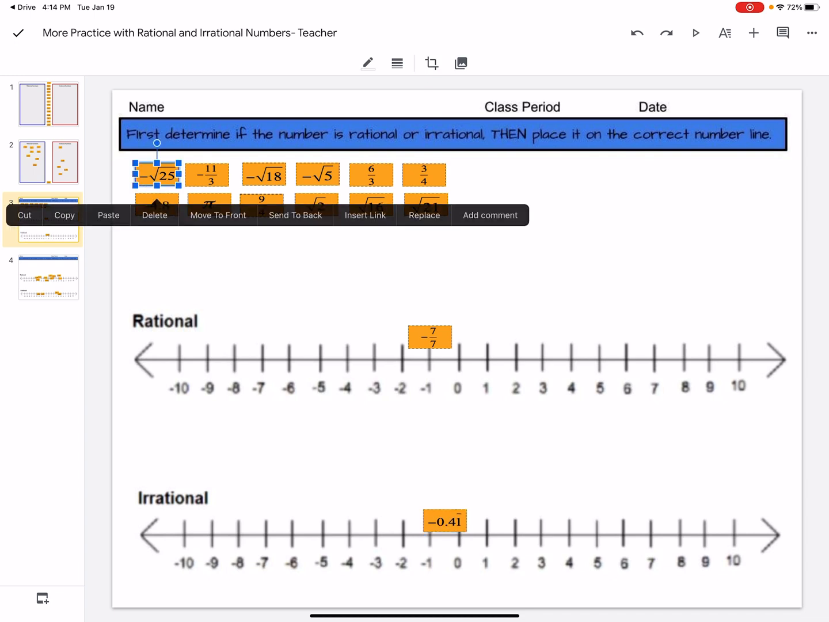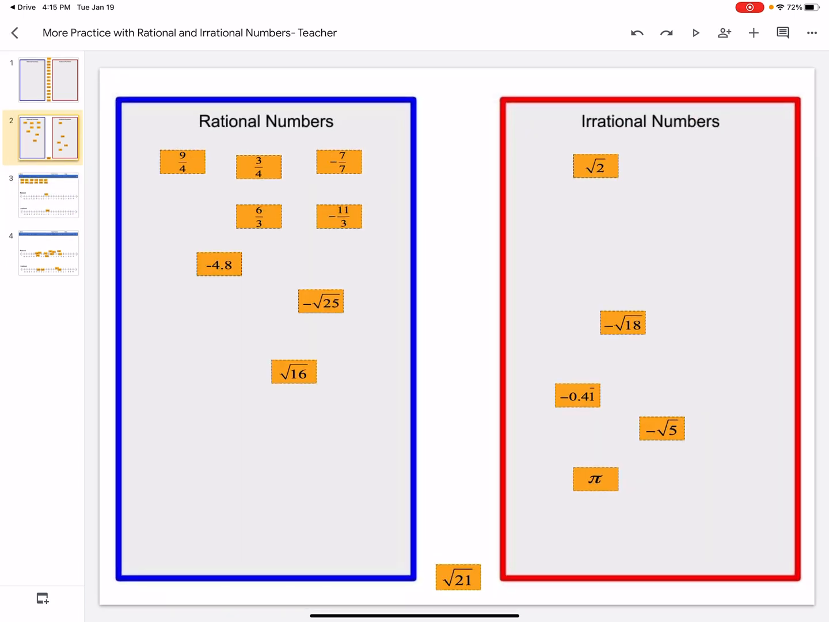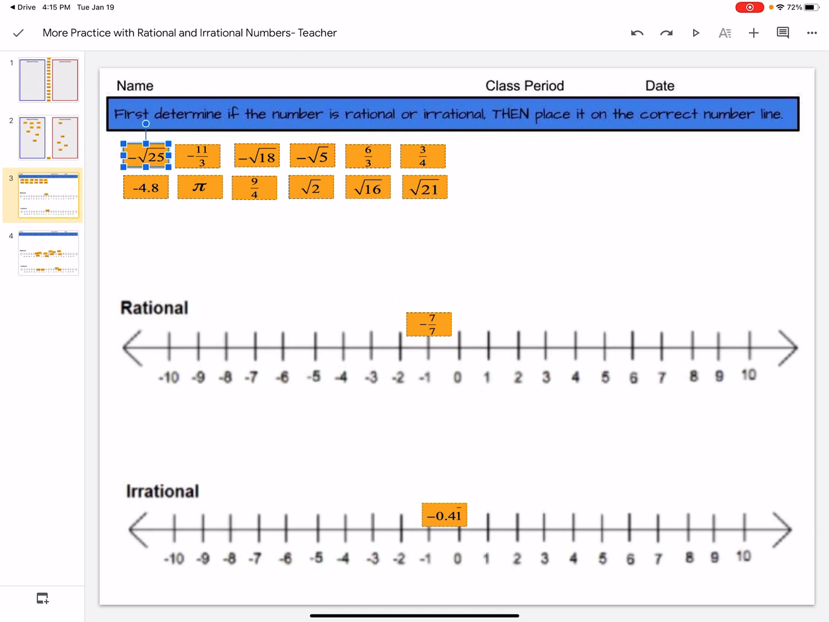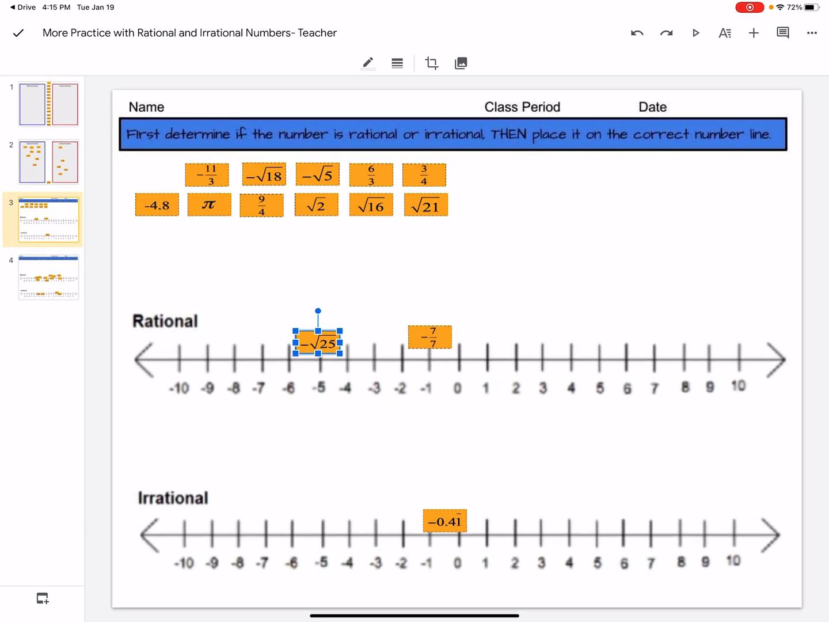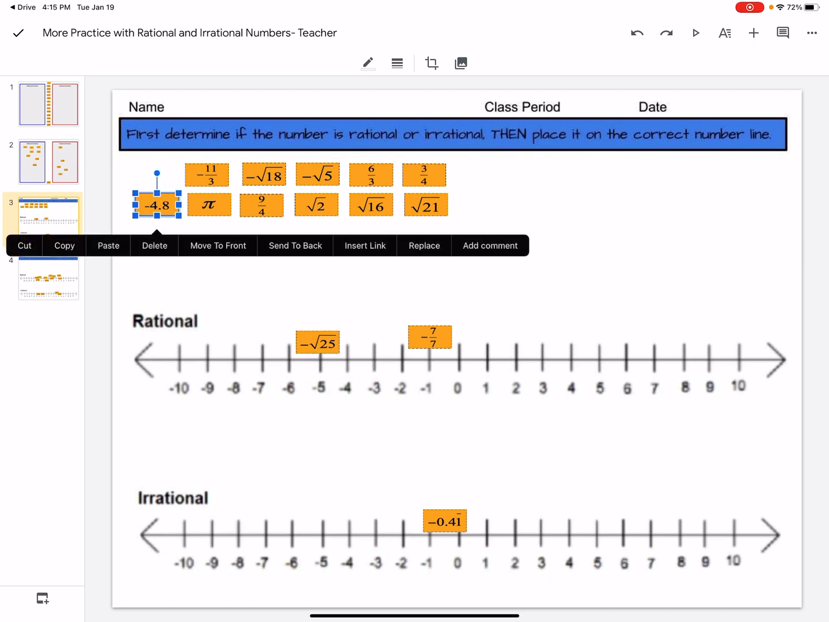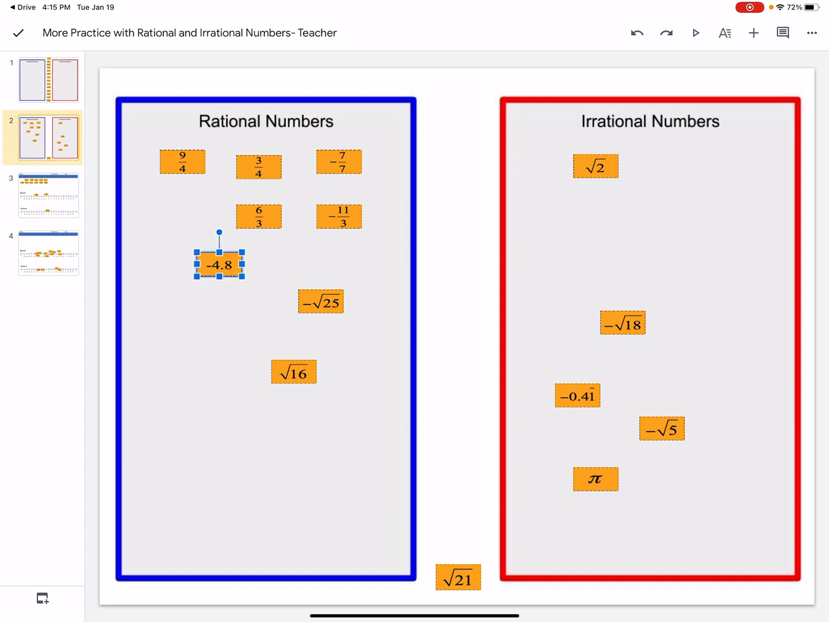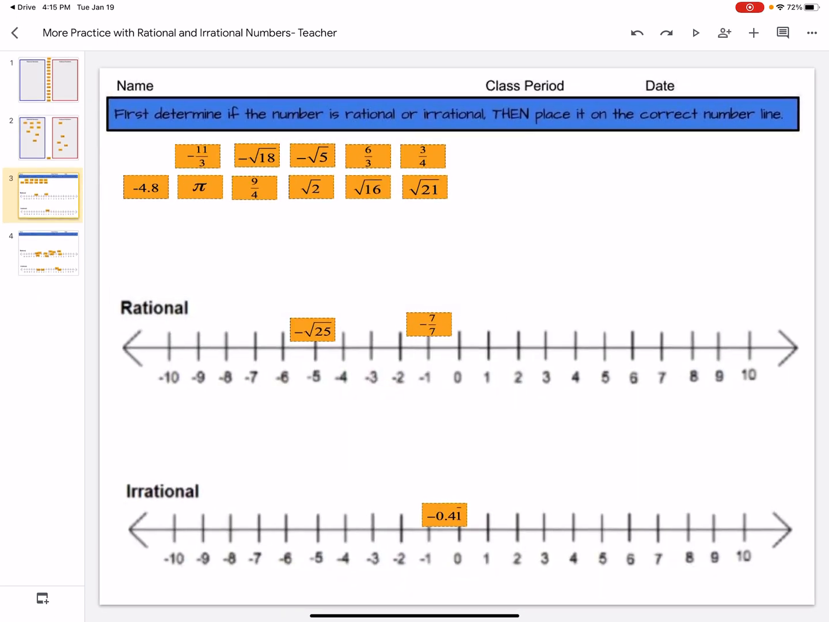Let's look at this number, -25, square root of 25. That I find over here, so it is rational. I'll go back over to here, grab my square root of 25, and because it is a -5, we put that there. Let's look at -4.8. Determine if it is rational or irrational. I found it here, so it's rational. I'm going to drop that then at -4.8. Oh, it's close to that one.